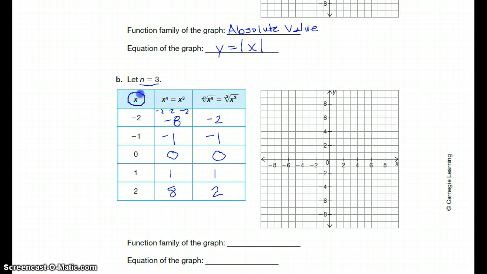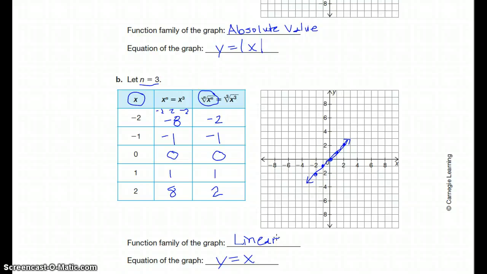So again, we're going to create our graph by doing x and then using the radicals. So we're going to be at negative 2, negative 2. We're going to be at negative 1, negative 1, 0, 0, 1, 1, 2, 2. And so if we make our line for this, our graph is a line, so that's why we call this one linear. And we know that our equation for linear things from the beginning of this year is just y equals x.